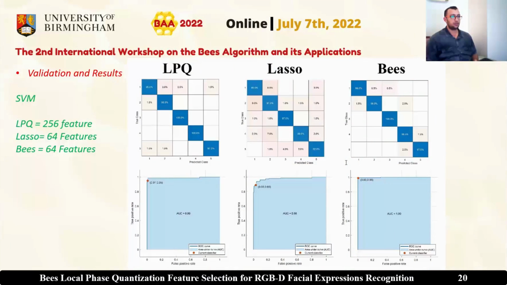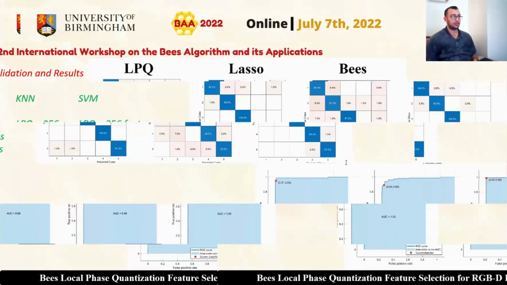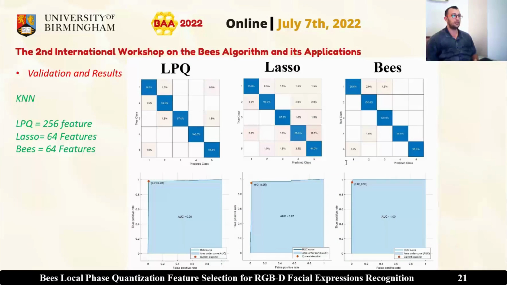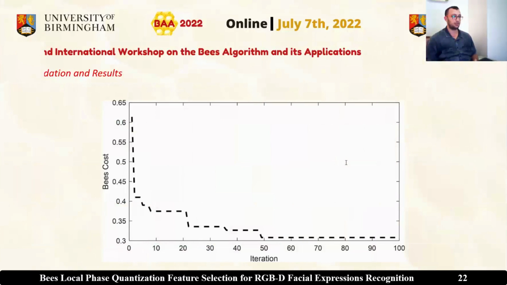Some figures for confusion matrix and RGB here we can see for LPQ, Lasso, and Bees. For SVM, LPQ is all the features, and Lasso 64 bits, Bees and 64 bits. The best is Bees, then we have LPQ and the worst is Lasso. The same is for KNN here, we can see. Again, Bees is the best, LPQ is the second place, and Lasso is the third place or last place.